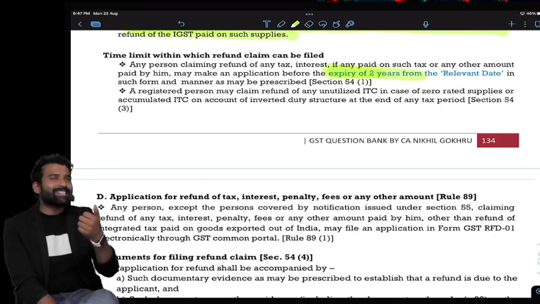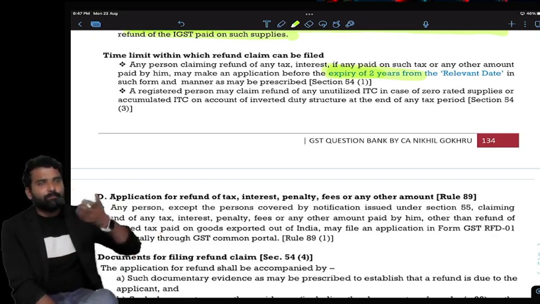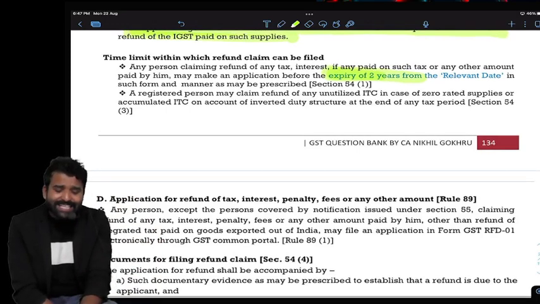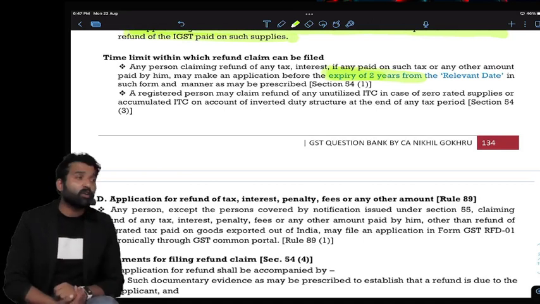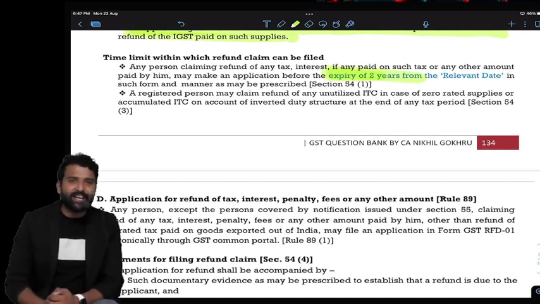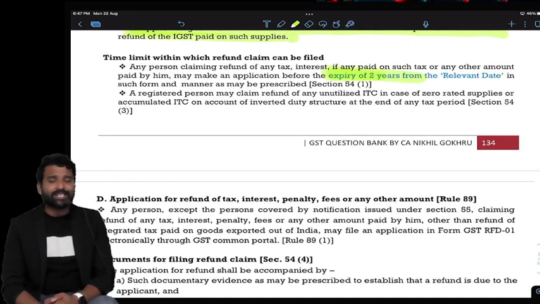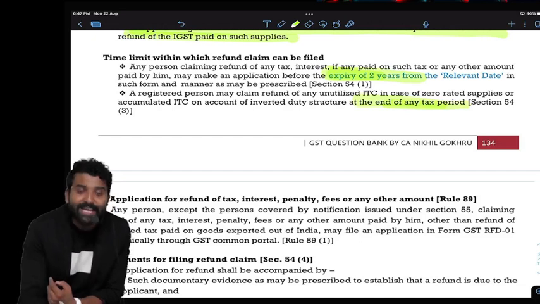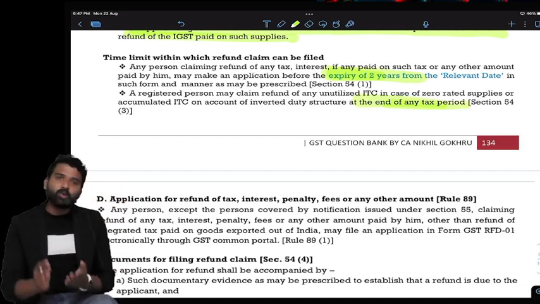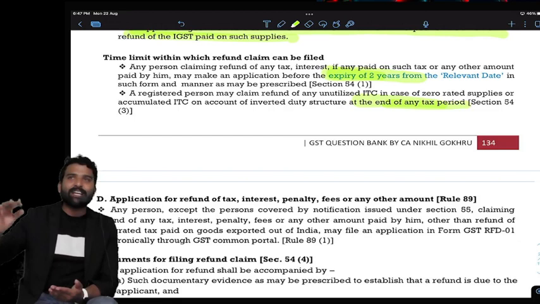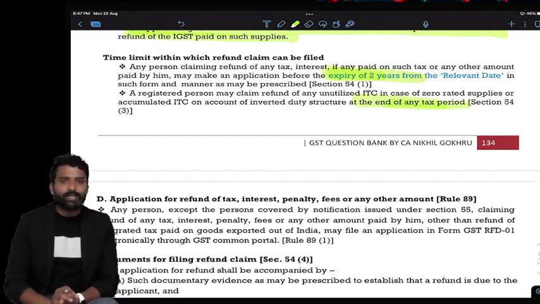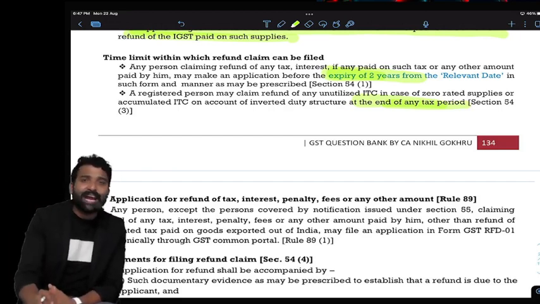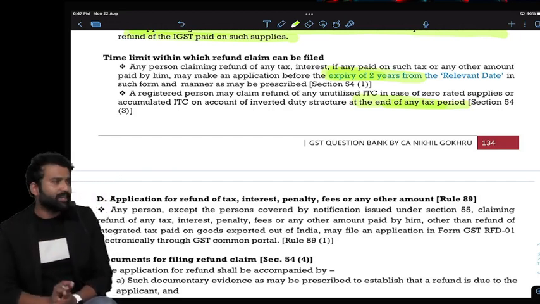So if I have paid excess tax, if I have paid any wrongful tax, I can claim the refund within 2 years. Interesting thing is, if I want to claim the refund of credit, like I have unutilized credit in my account because of export or because of inverted duty structure, I can claim refund after the end of the tax period, like after the end of the financial year, within 2 years. So like I have the accumulated balance of ITC in my account for 21-22, 1 lakh rupees. That 1 lakh rupees ITC which is unutilized in my account, I can claim refund of that after the end of the financial year within 2 years.